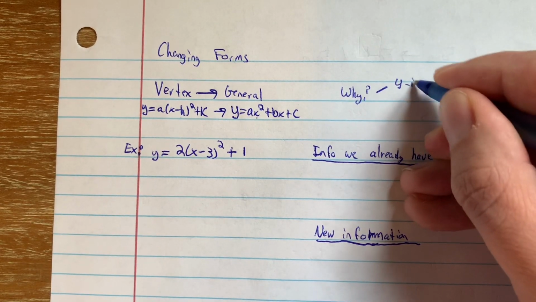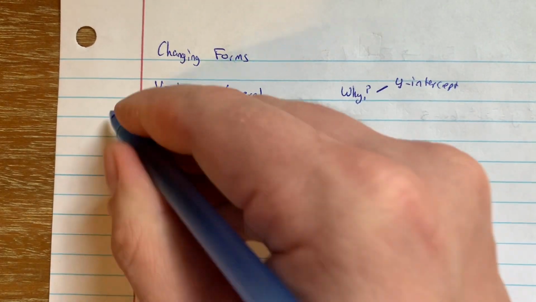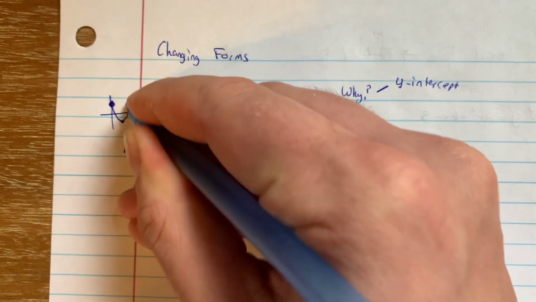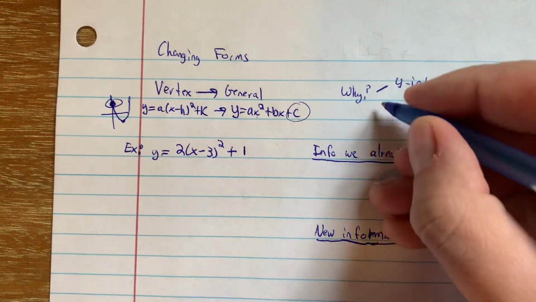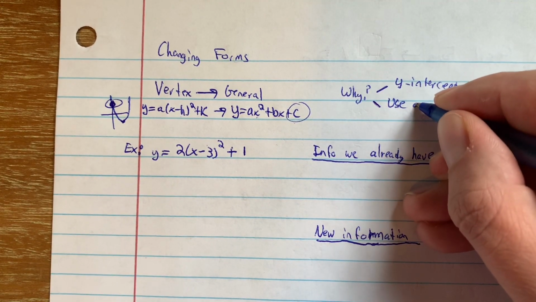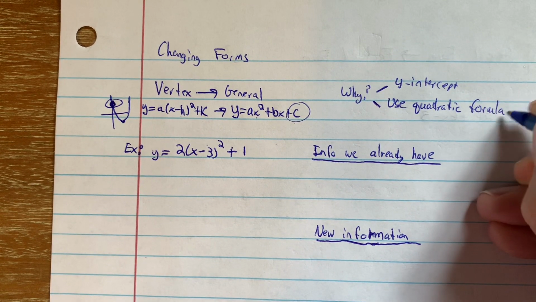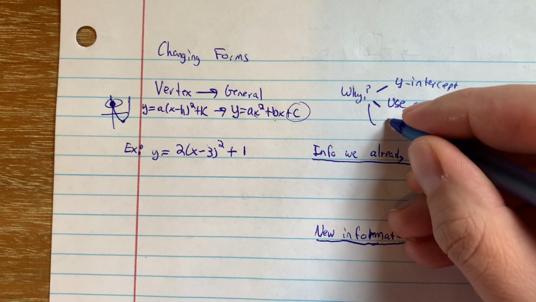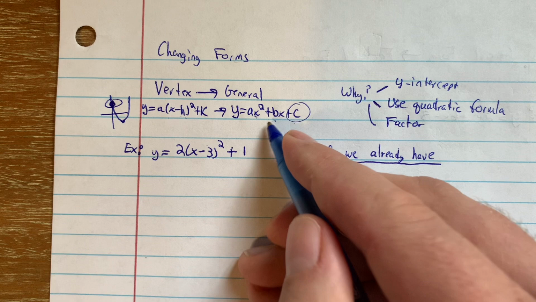Maybe we want to find the y-intercept, because this one tells us the y-intercept. This doesn't. It tells us where the vertex is, but the y-intercept, where it crosses the y-axis, it doesn't tell us directly. And so maybe we want to change it to this form so we can tell the y-intercept. More often, what we might want to be doing is using the quadratic formula, which we'll talk about in a few classes, but you can only use it in this form, and so we might want to change it to be able to use it. We might also want to factor. So you can't go directly from here to factoring, but you can go from here to factoring.